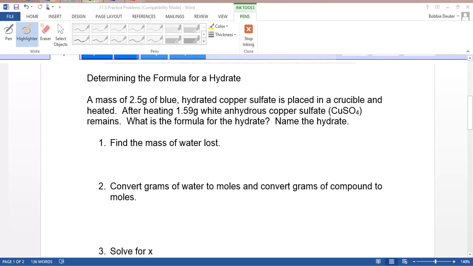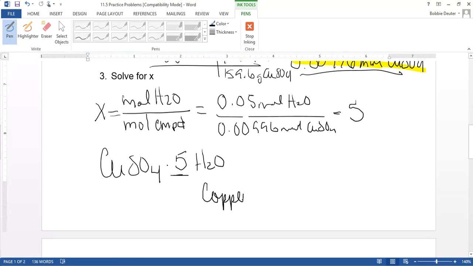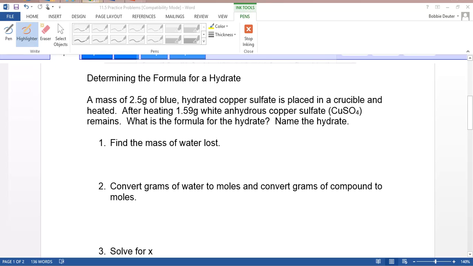So we're going to name this. It's copper(II) sulfate. You're just naming the ionic compound there. The 5 would be pentahydrate.